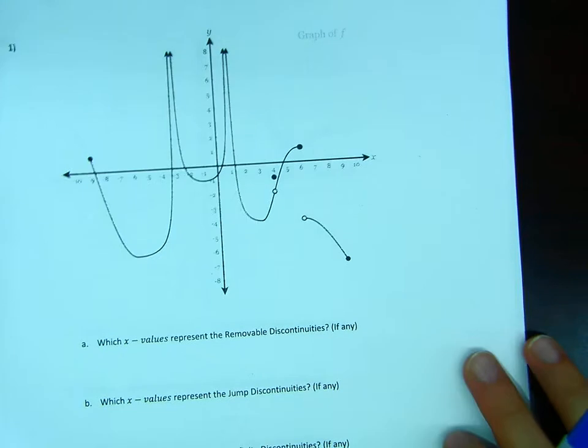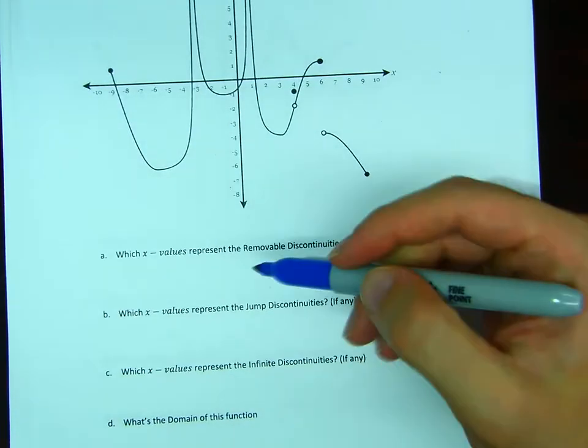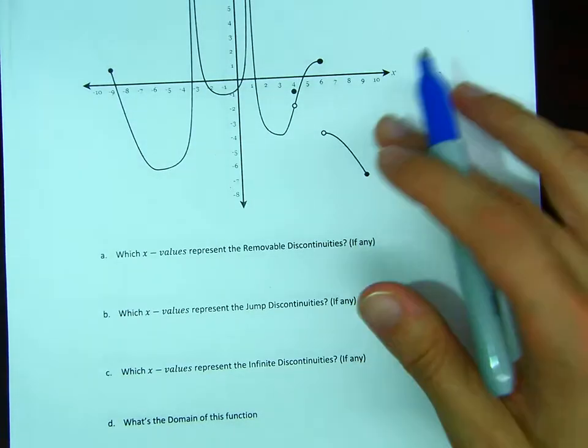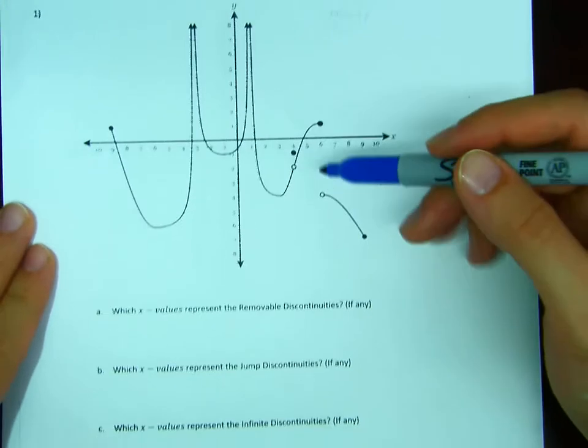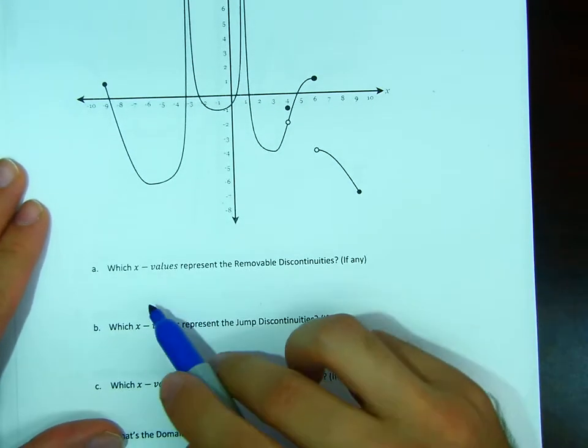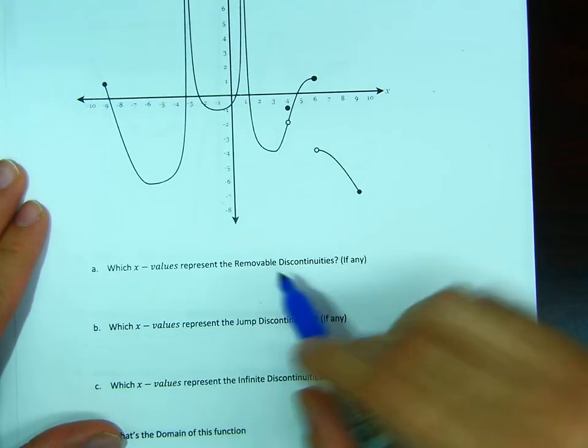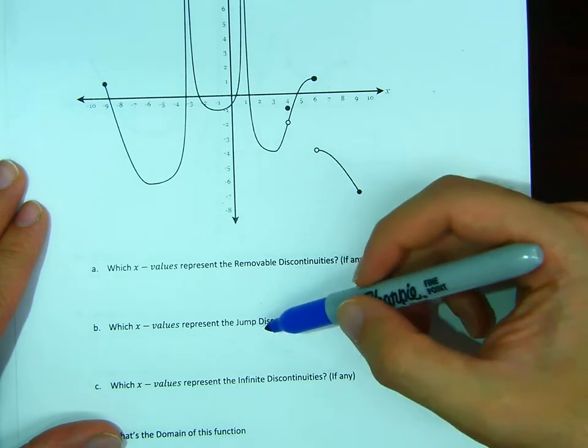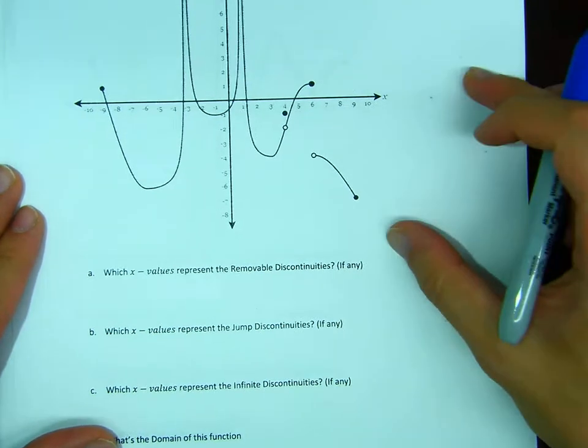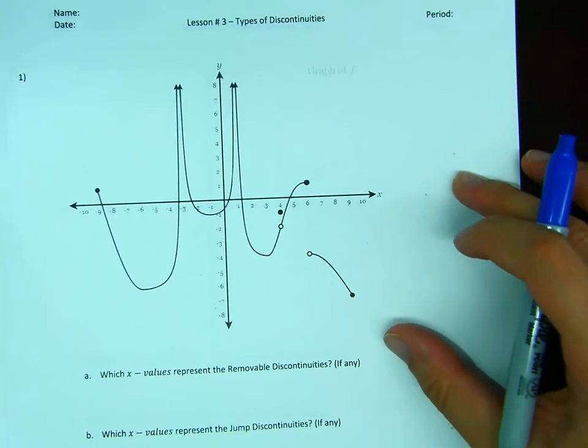So let's actually try and go through one together. Let's do the first one together. For A, B, and C, what I'm asking you to do is look at the graph and identify at which x values represent a removable, a jump, or an infinite discontinuity. So let's have a little fun. Let me zoom in a little bit.